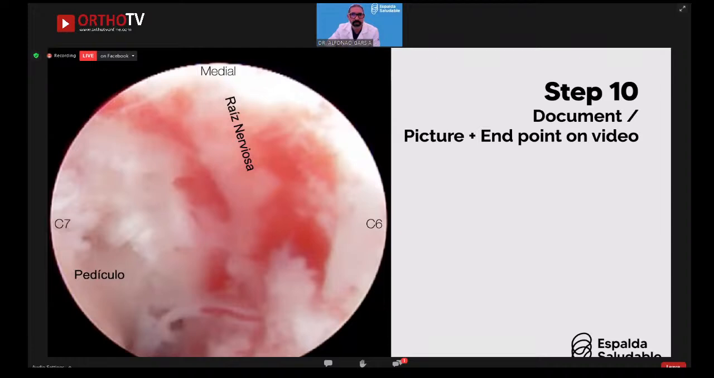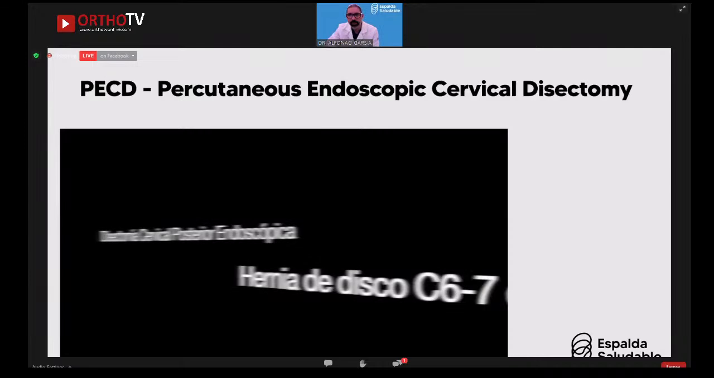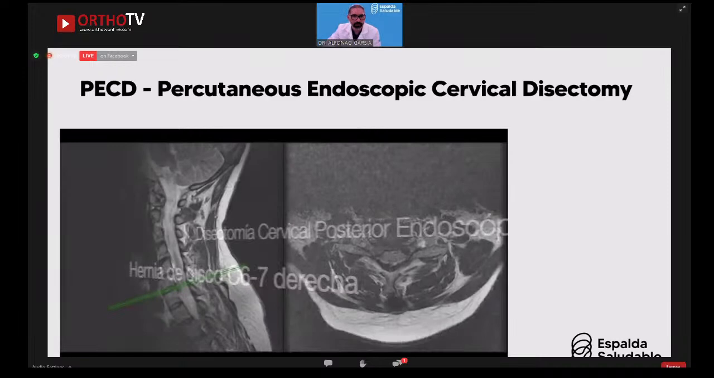So this is an end picture that documents the end point of the surgery where we see the nerve root. Upper right, we see the C6 level, the pedicle of C7, and you see lateral at the bottom of that picture. So I have two case examples to further demonstrate what I have just mentioned.